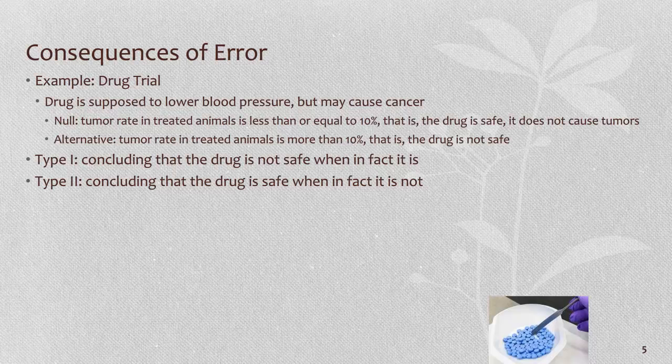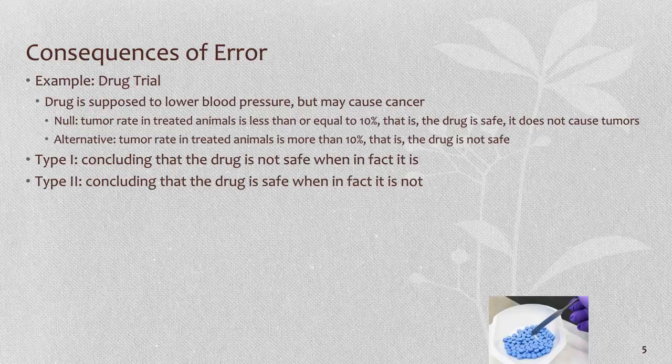We will not sell this drug because our study has suggested to us that it is not safe. In reality, it is. We have made an error that is preventing this medication from hitting the shelves. Type 1 error. A type 2 error in this situation, so in type 2, we would claim that the null is true, when in fact the alternative is true. So here we would conclude that the drug is safe, when in fact it is not safe.